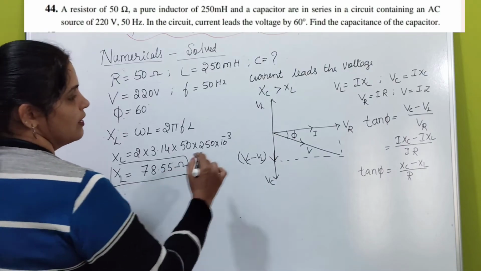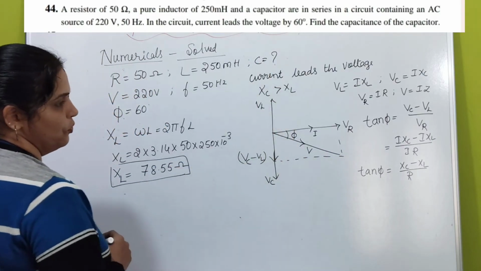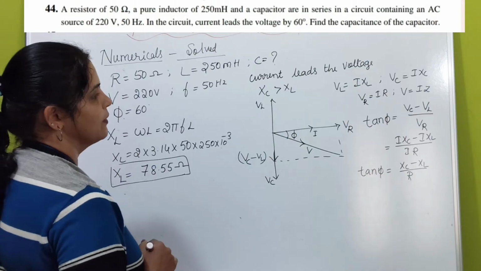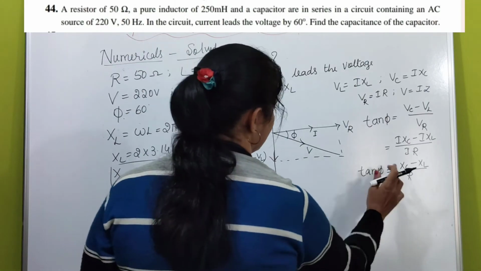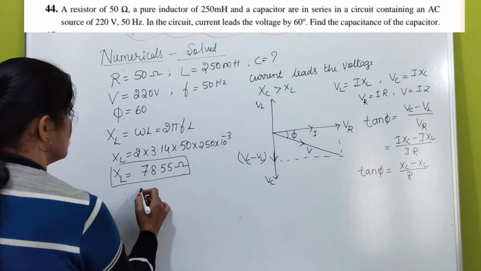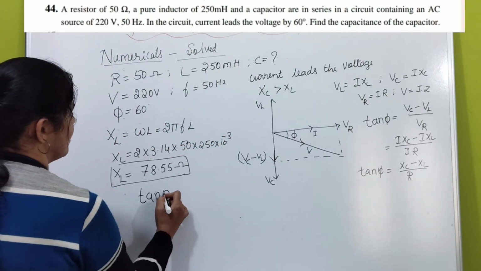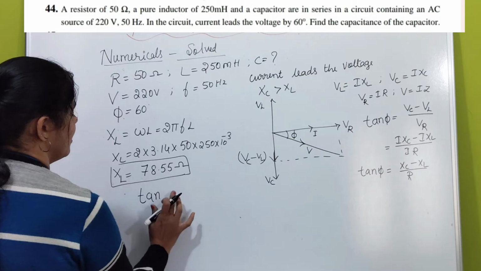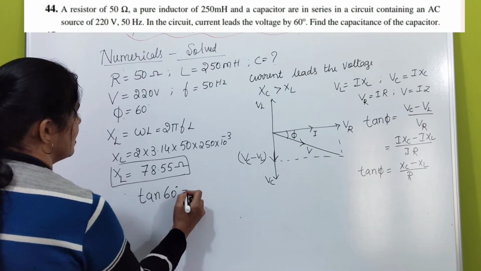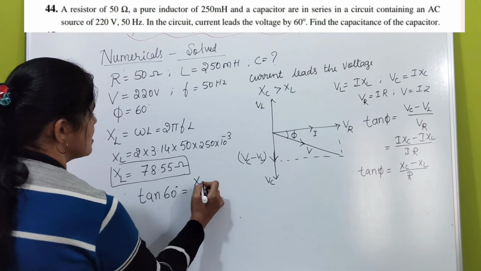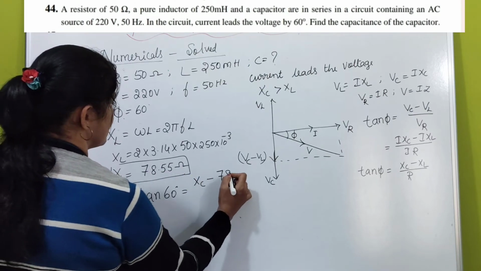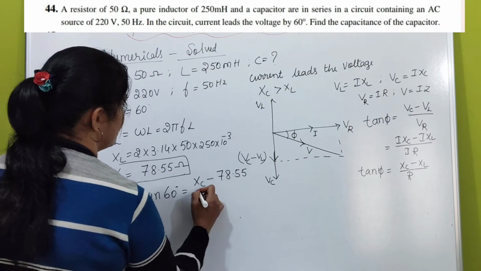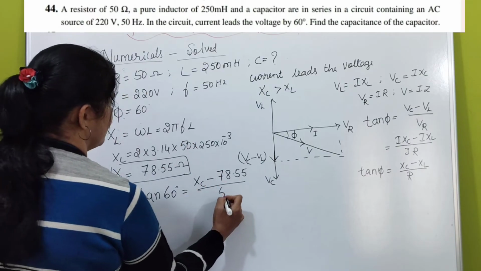But we can't find XC because C is not known to us. C we need to find out, right? So how to calculate C? Let us substitute that here in this relation. So that is tan phi. Let us write the phi value: tan of 60 degree is equal to XC minus XL over R. XC is unknown for us, keep as it is. XL is known for us, that is 78.55, divided by R, which is 50.